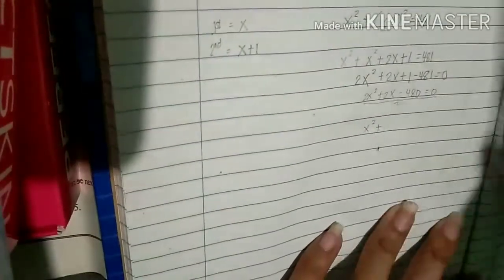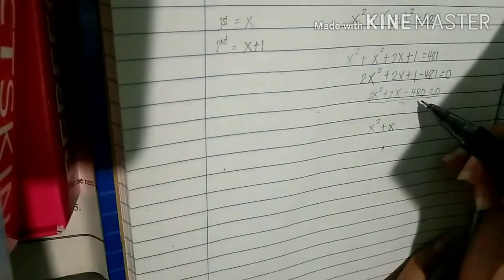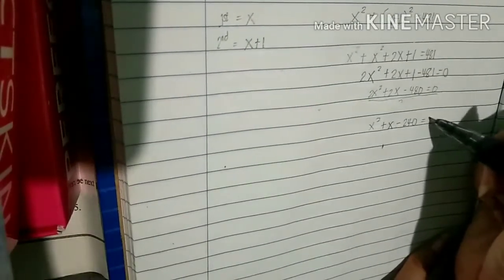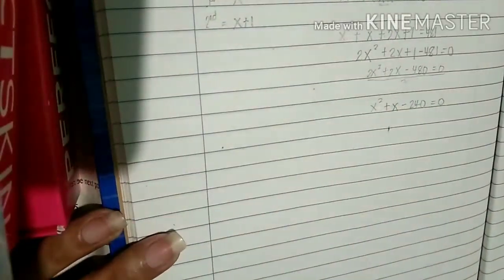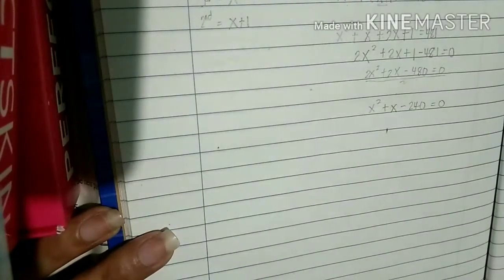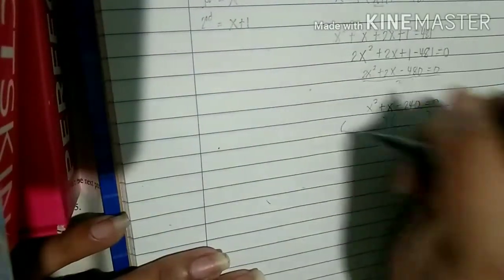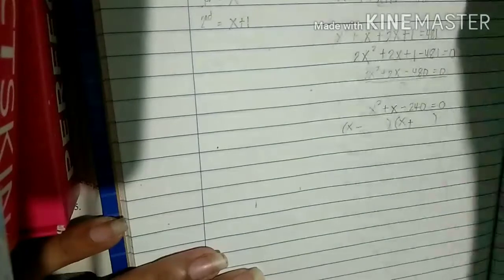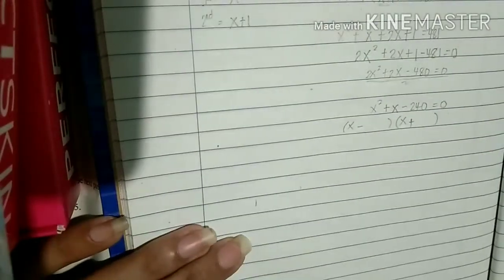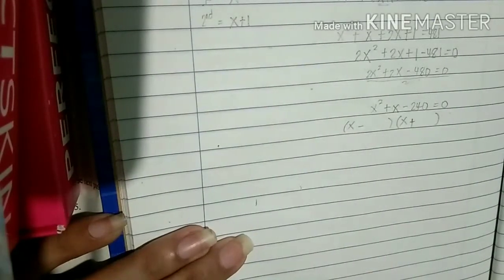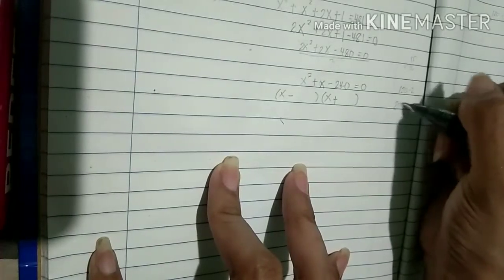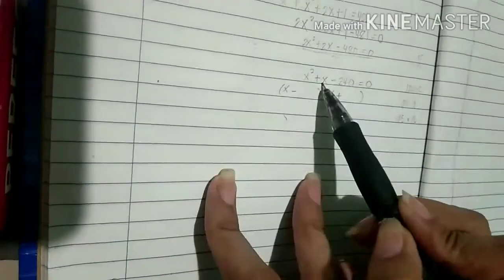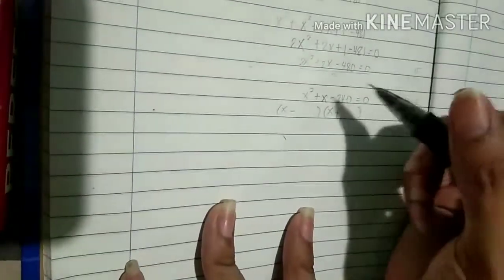Then 480 divided by 2, so this will be minus 240 is equal to 0. Okay, what to do next? Solve the equation by factoring. The factors will be x and x. Negative, positive, trial and error. What are the factors of 240? We have 120 times 2, 80 times 3, what else? 15 times 16, I think so. Yes, 15 times 16. So 15 and 16.